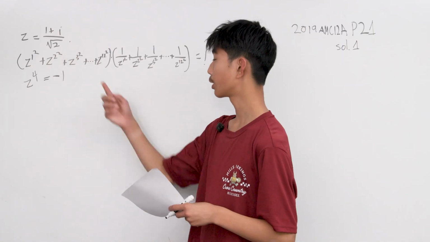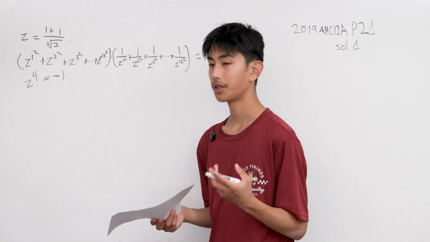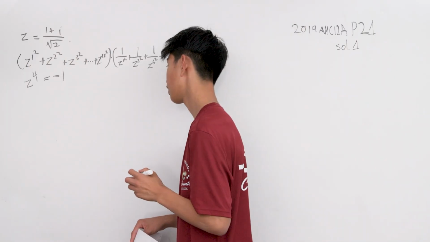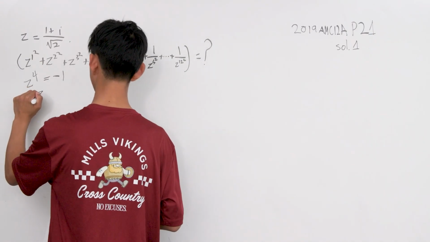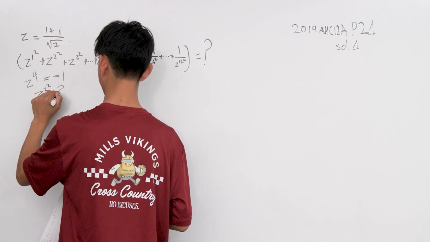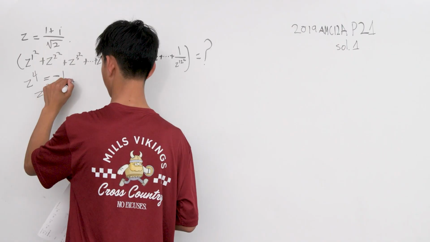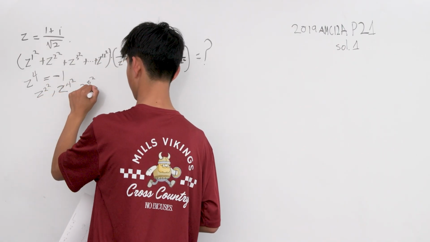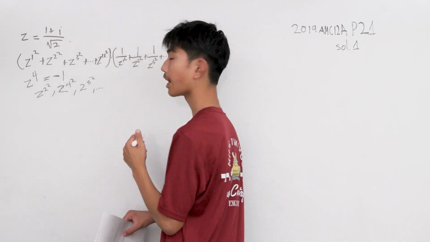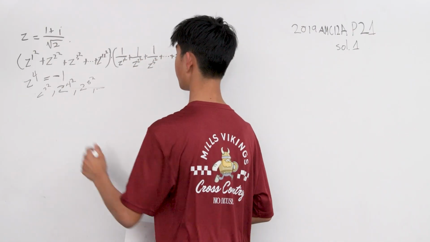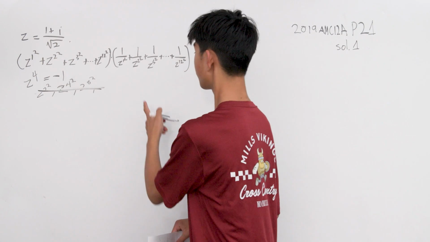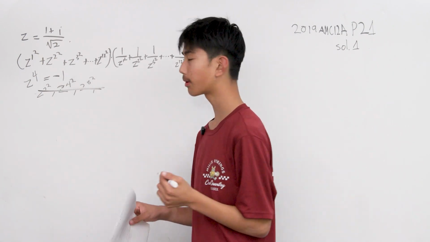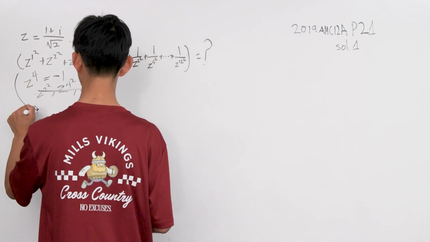We see that all the even terms, i.e. z squared squared, z to the power of 4 squared, z to the 6 squared, all these terms, when you add them up, they cancel out. Even if you add the reciprocals up, they still cancel out. So we can rewrite the expression without the even terms.